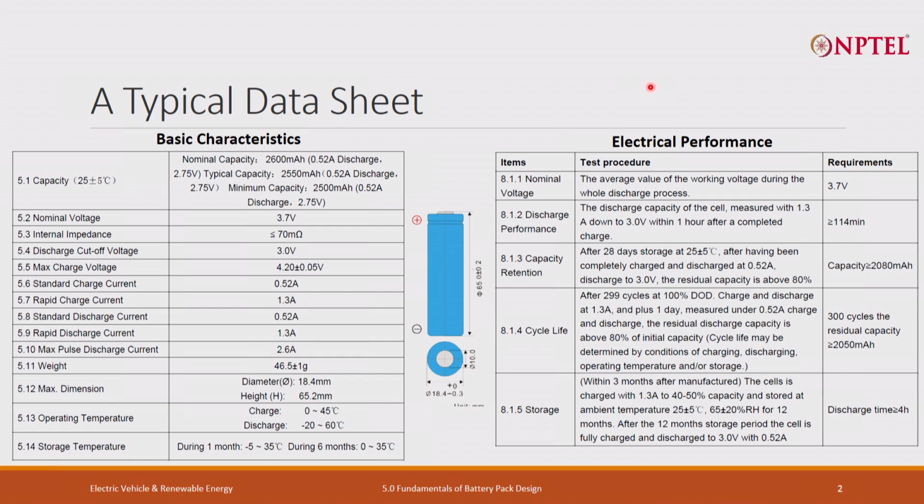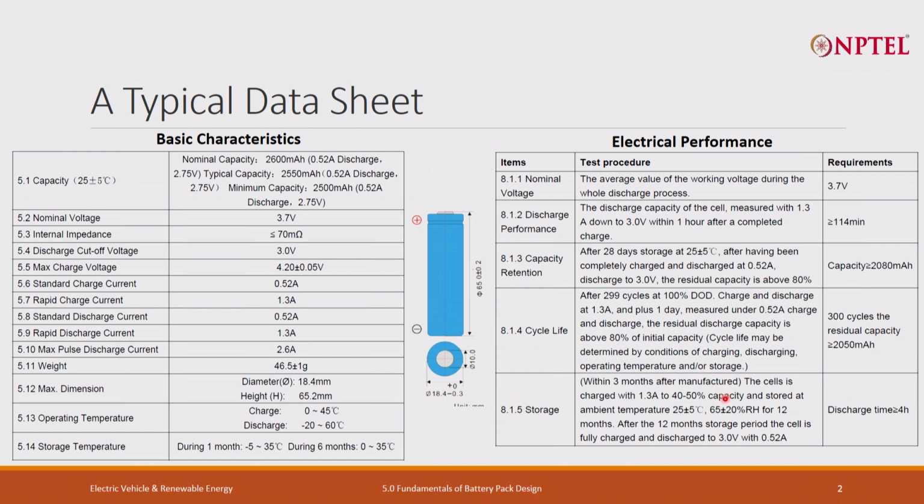The next parameter is the cycle life. Cycle life tells you how many cycles the cell will give you when operated at certain conditions of charge and discharge. This particular cell gives you about 299 cycles at 100% DOD, and the charge and discharge currents are 1.3 amperes, which means it is 0.5 C. Then they say that after 299 cycles the cell capacity will come down to 80% of its initial capacity, which is the end of life. So after these many cycles the cell will no longer be used in your electric vehicle applications.